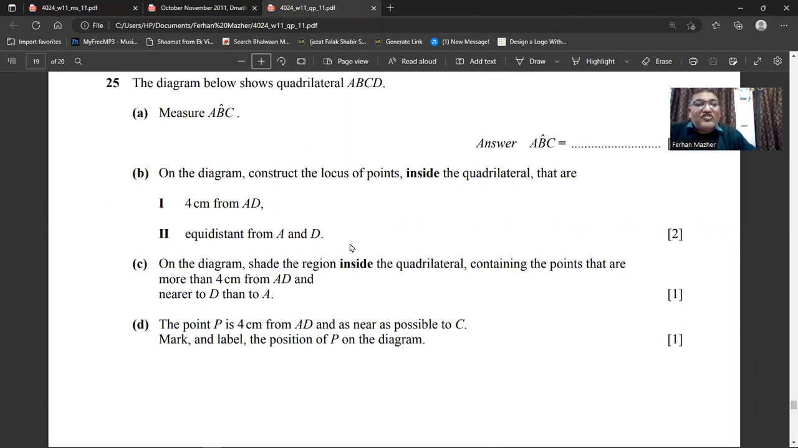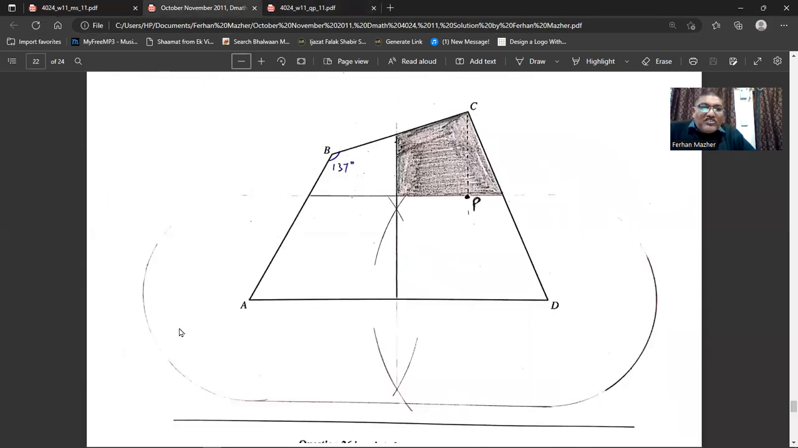Then it says equidistant from A and D. If you remain equidistant from 2 points, for example here A and D, that means you will draw the perpendicular bisector. So the line AD, you draw its perpendicular bisector. So this is the AD, you open the compass and put the needle of the compass at A, open it more than half of the AD, you put an arc here, and you put an arc below that line.